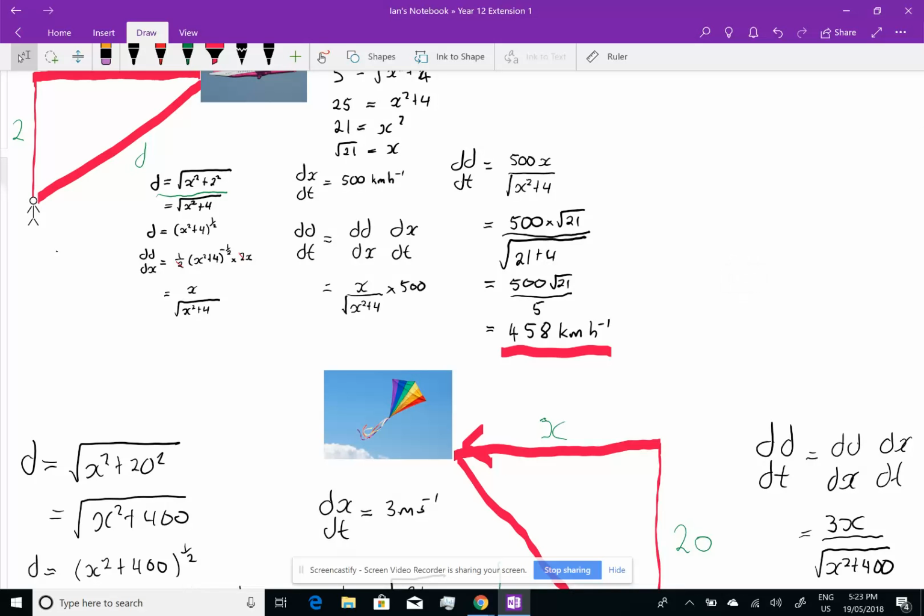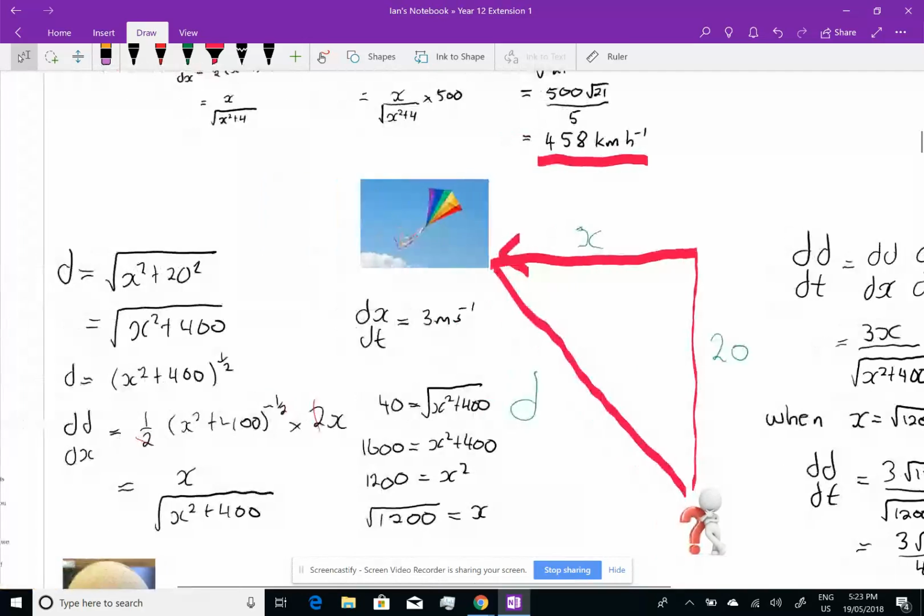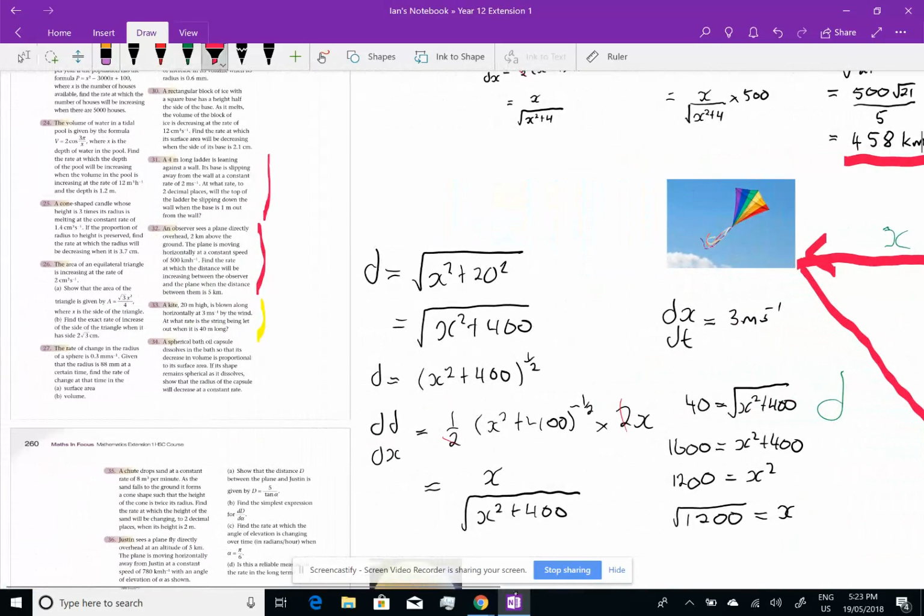So there's two that require you to use Pythagoras. Now, you may have been able to write it in terms of d, but I found that method pretty easy. All right, let's go to the next one. What do we got here?